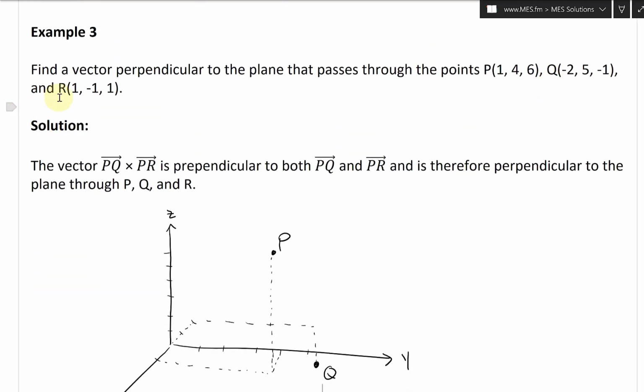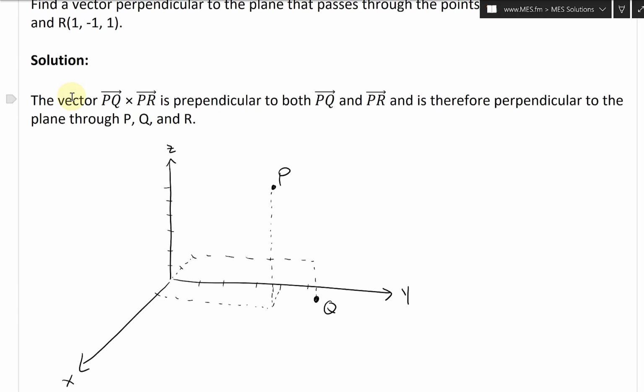Next, R is (1, -1, 1). So R is 1, and then it goes backwards 1. Let's make this better. Like that. It goes backwards 1, and it goes up 1. So it goes like this, and it's going to be here. This is P, Q, R, like that.